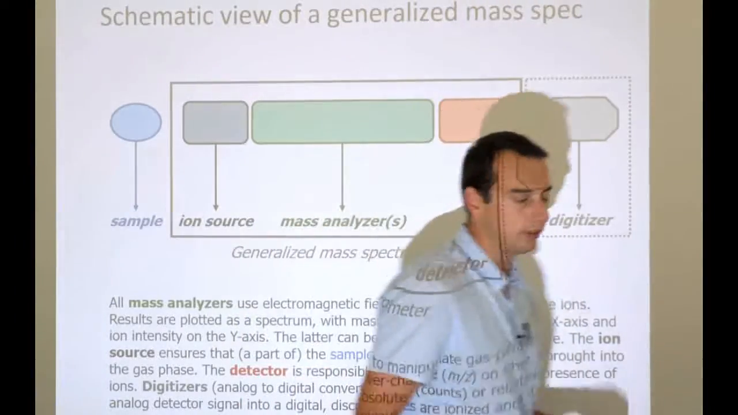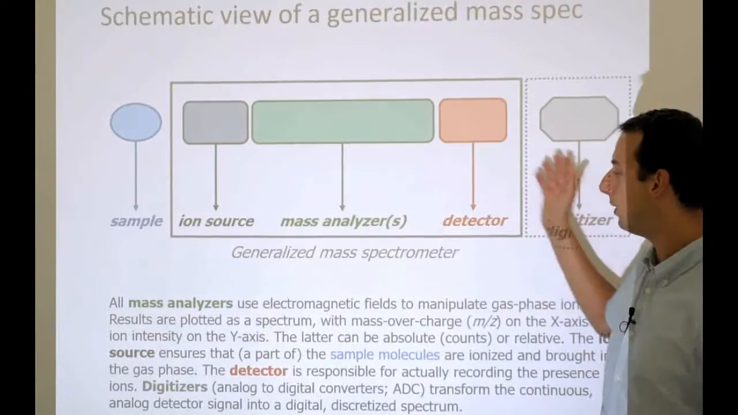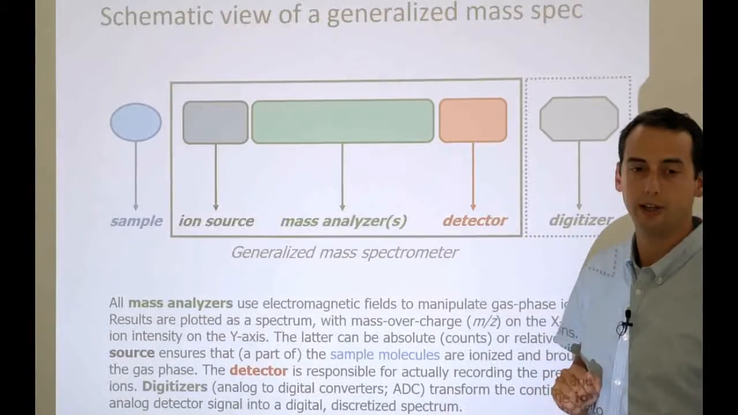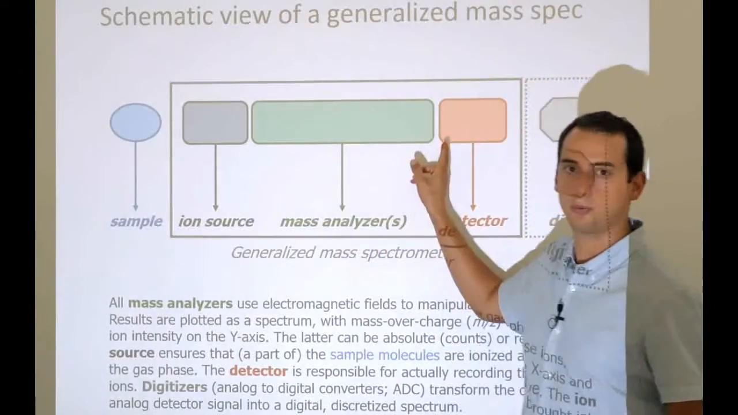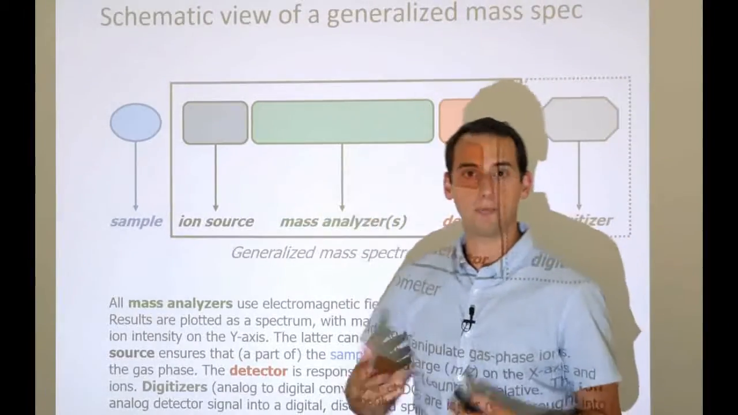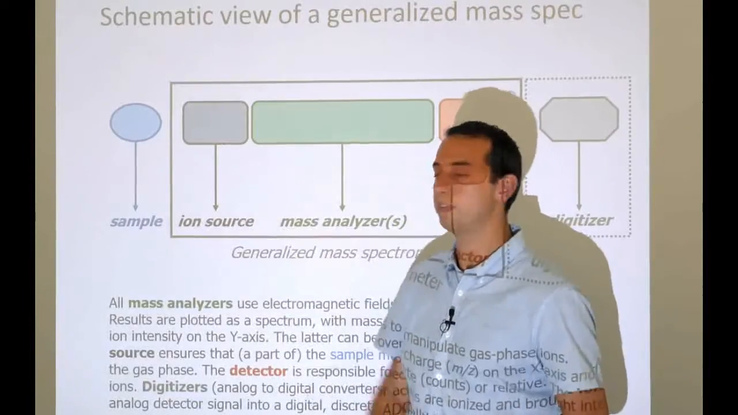So with these components that we have highlighted now, we know how a mass spectrometer is built. Now what is very important is that we understand how each of these components actually works in real life, because they come with their pros and cons. And today we'll be focusing on the ion source.